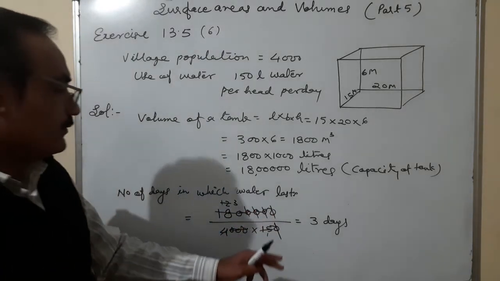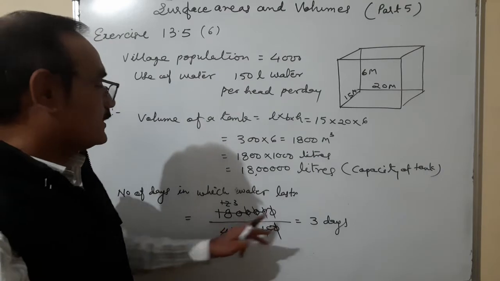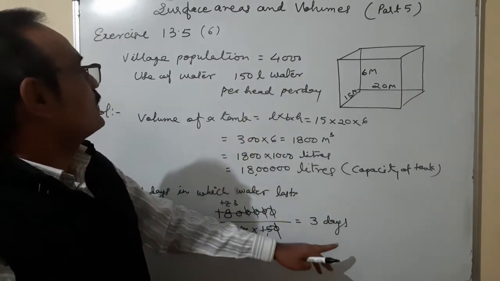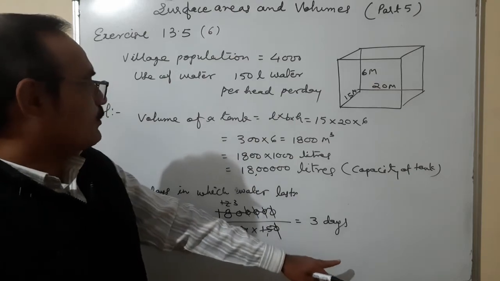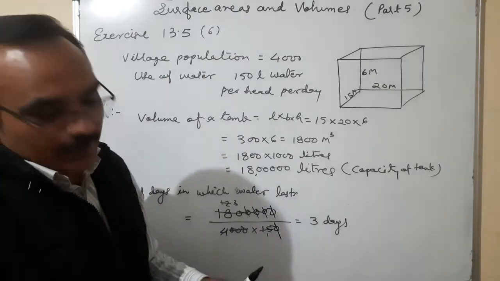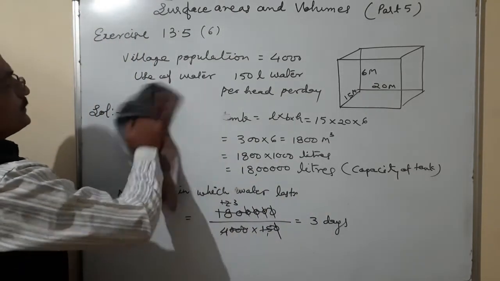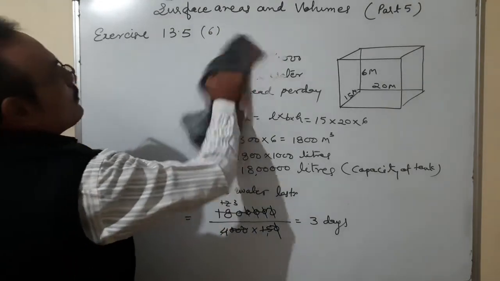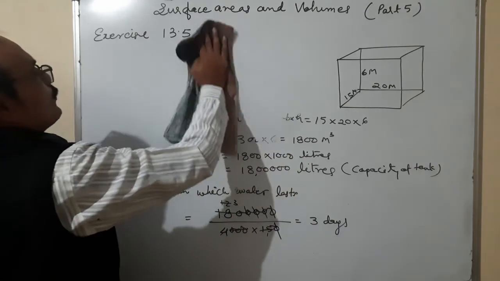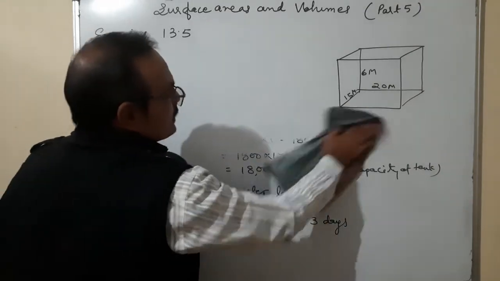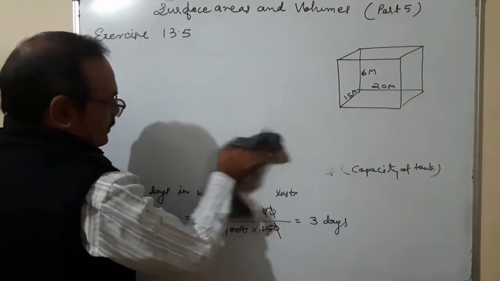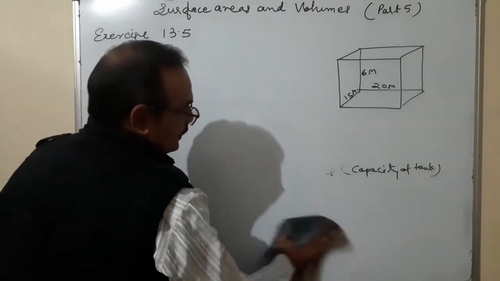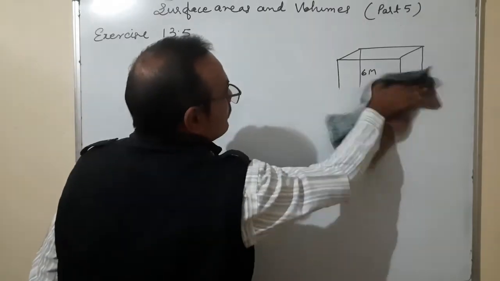Here we can write one thing also, that the total capacity of tank upon the number of population, that means the population multiplied by 150. Why 150? Because this is the requirement of the water per person per head. Okay. Per person per day.